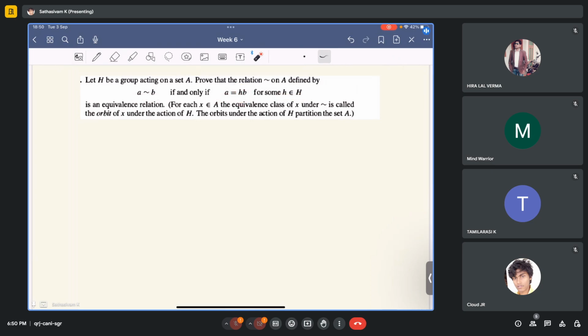Okay, so let's take some minutes to understand what is happening. We are defining a relation on A. You take two elements of A and say A is related to B if A equals H times B for some H belonging to the group H. So if there is an H which takes B to A, then we say A and B are related.